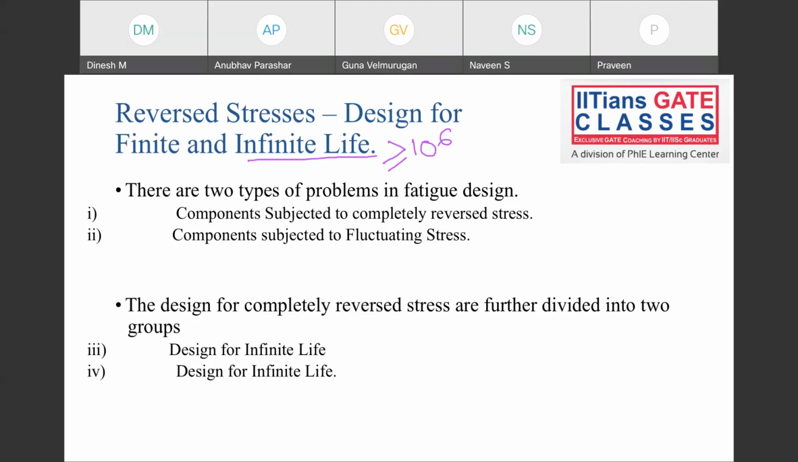So if you want to design it for finite life, say 10 to the power 4, or any number of cycles, 4,000 cycles, 5,000 cycles, 50,000 cycles, whatever it might be, you want to design it for finite life or infinite life, let us see. Whatever we're going to talk about is the reverse stresses. Reverse stresses is easy, okay? Because endurance limit is defined on the basis of reverse stress. That's why designing with respect to reverse stress is easy, right?